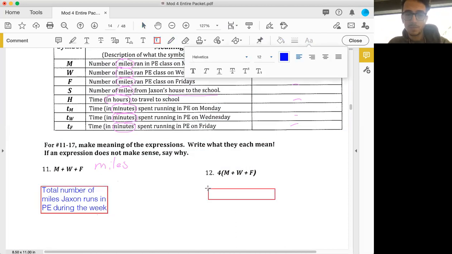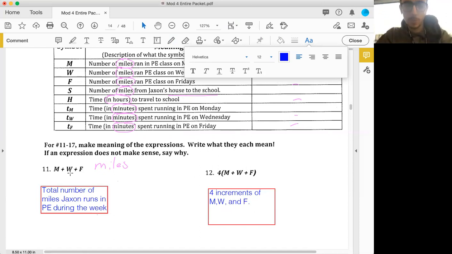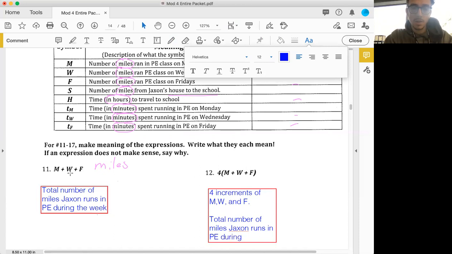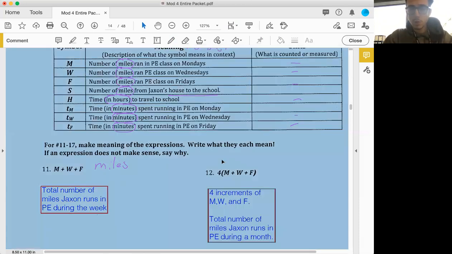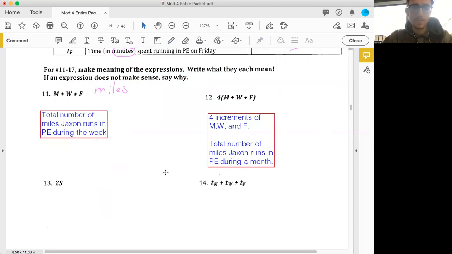Well, we see 4 increments of that. So this is 4 increments of Monday, Wednesday, and Friday. And I think of this as a month because there are 4 weeks in a month, right? So this would probably be the total number of miles Jackson runs in PE during a month, which makes sense because we have 4 increments of it, right?